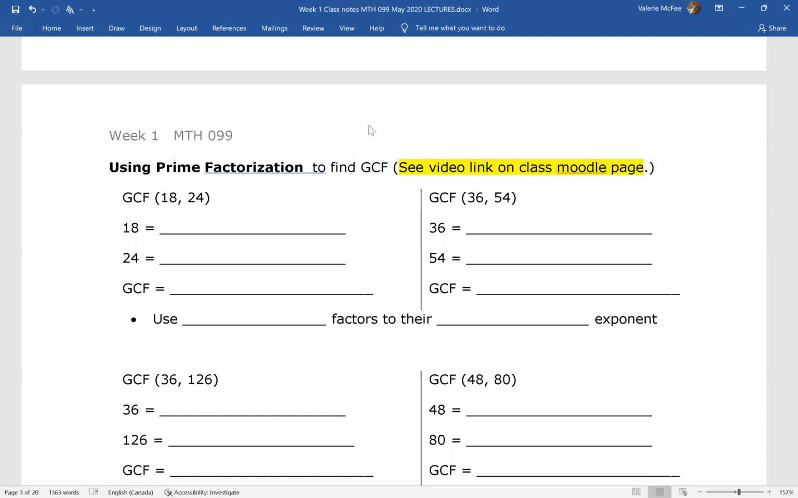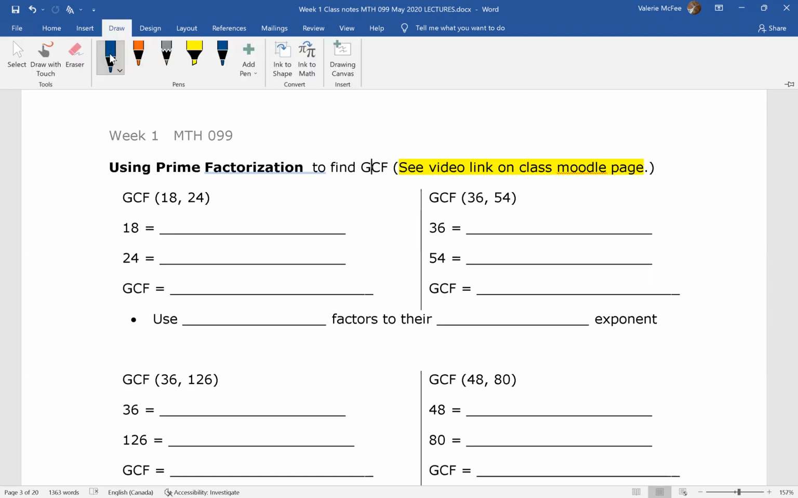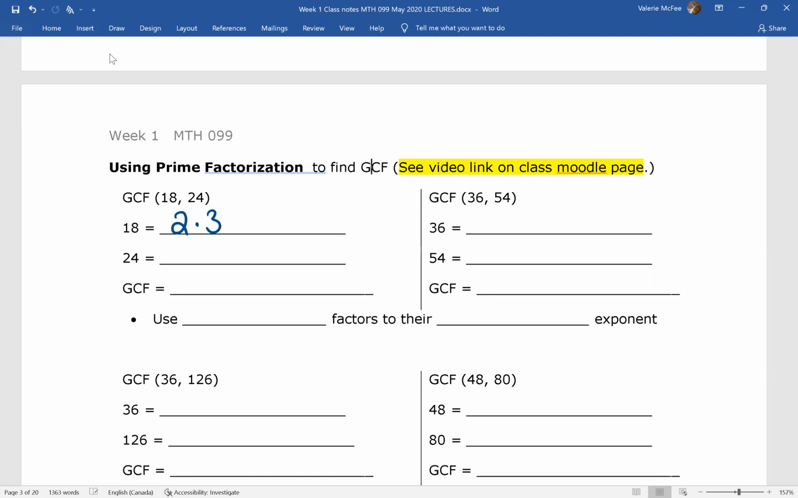So how do we use the prime factorization? Well, let's think about the prime factorization of 18. We said that 18 was 2 times 9. But 9 isn't prime, so it's 2 times 3 squared. 24, it was 8 times 3. 8 can be prime factored 2 cubed.